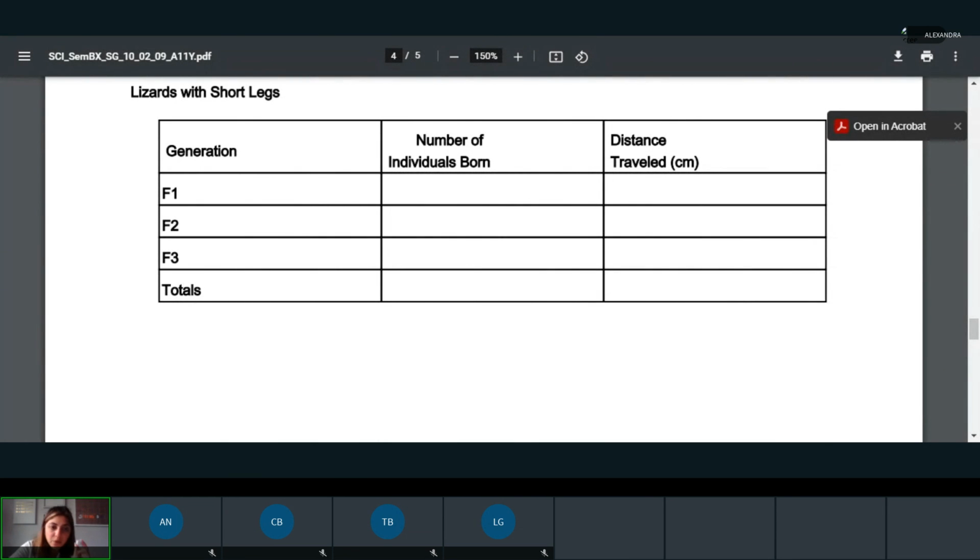So we're going to roll the die. If it lands in the 1 through 3, then that means that we are going to put a tally mark for short legs. If it lands 4 through 6, we're going to put a tally mark for long legs. And this is just for the F1 generation.